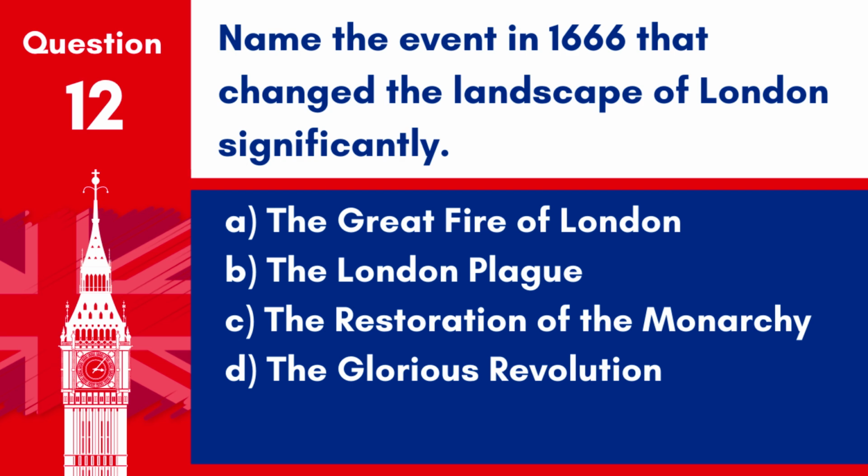Question 12. Name the event in 1666 that changed the landscape of London significantly. A. The Great Fire of London. B. The London Plague. C. The Restoration of the Monarchy. D. The Glorious Revolution. Answer: A. The Great Fire of London. The Great Fire of 1666 significantly changed the landscape of London, leading to large-scale rebuilding.